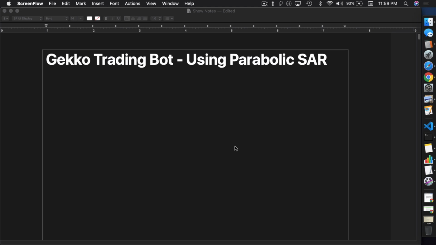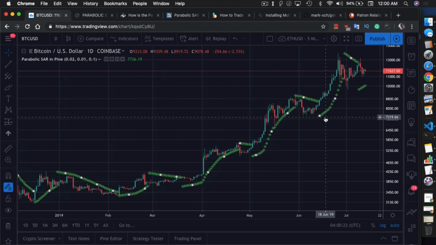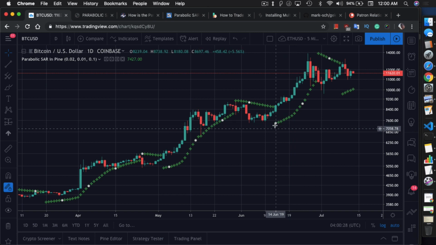Today I want to talk about the Gekko Trading Bot and using the Parabolic SAR. So as I mentioned in a previous video, the Parabolic SAR is very easy to understand. You buy one of these little dots right here. Let me zoom in a little bit. So you see this, in this case, the little plus signs.